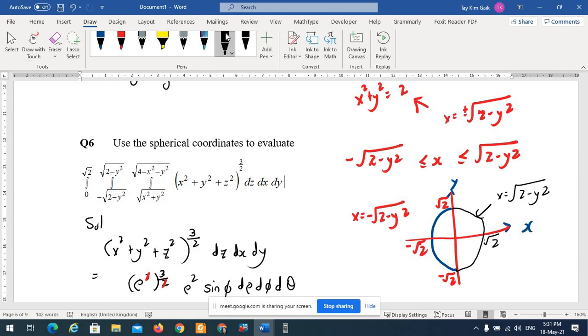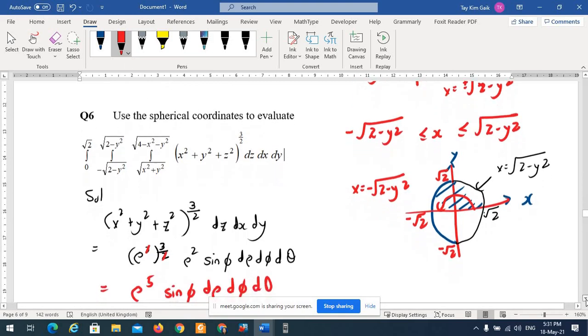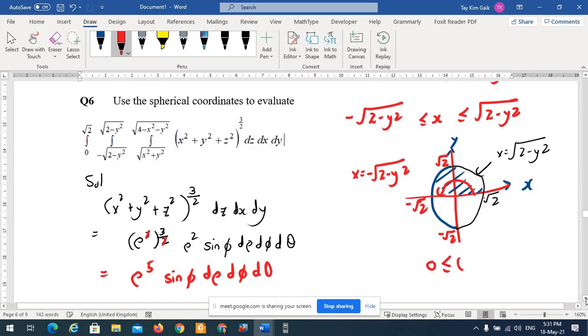So the limit of x tells you that you have the left curve and right curve, or the left semicircle and right semicircle. However, the limit of y tells you y is from 0 up to square root of 2. Y equals 0 is on the x-axis, up to y equals square root of 2. Therefore, theta: you rotate from positive x until here, so theta is a half cycle. Theta is 0 to pi.